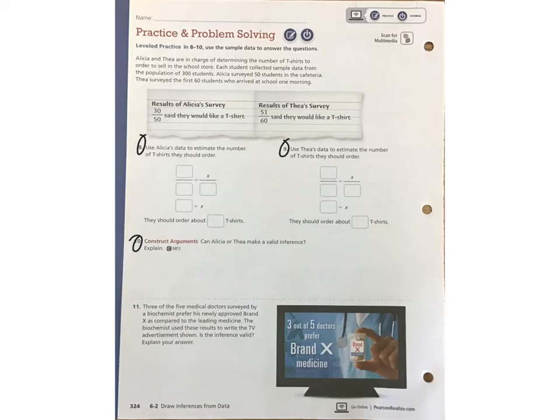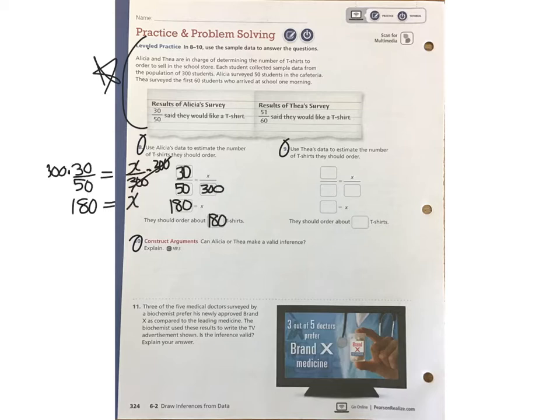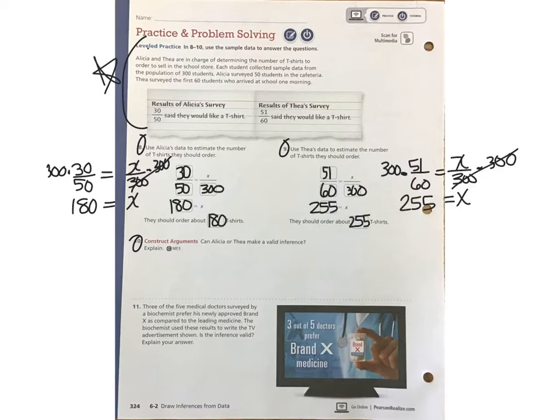Now I'd like for you to try questions 8, 9, and 10. Notice that all 3 of those questions are based on the information here at the top of the page. Okay, when you're done working through those 3 questions, come back and check your answers. Based on Alicia's data, the number of t-shirts they should order is 180. Now let's take a look at the answer for number 9. Thea's data estimates that the number of t-shirts they should order is 255.